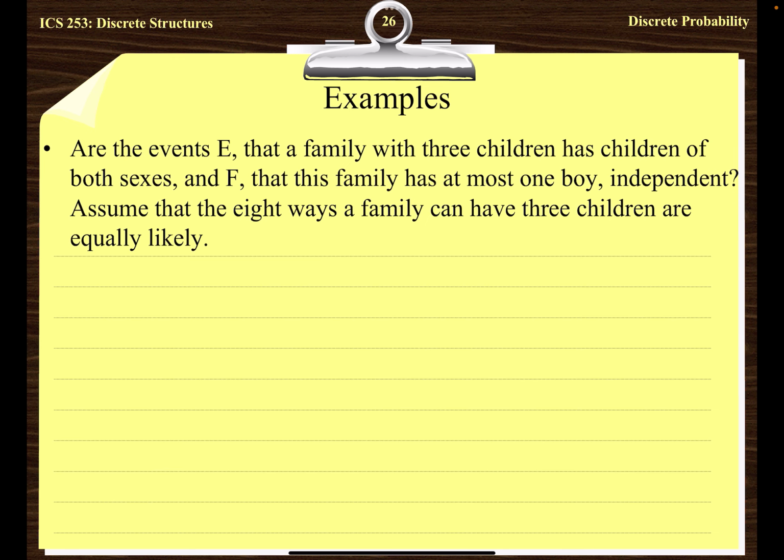Let's do a little bit harder, although all of them are the same. Are the events E, that a family with 3 children has children of both sexes, and F, that this family has at most 1 boy, independent? Assume that the 8 ways a family can have 3 children are equally likely. So let's first put down the sample space. What is the sample space?